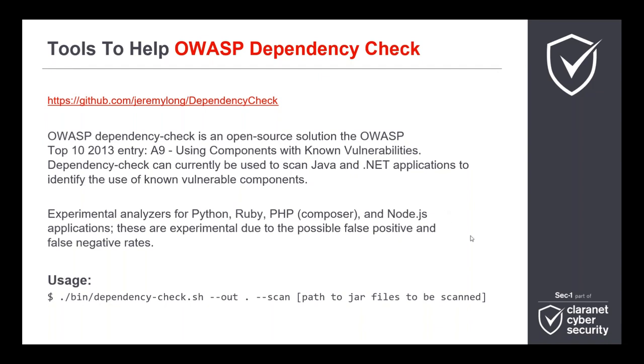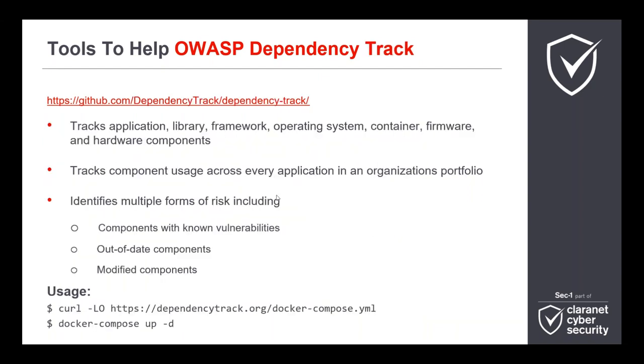And yeah, so the first tool we've got here, OWASP Dependency-Check. It's an open source solution to the mentioned entry of using components with known vulnerabilities. It was originally designed to scan Java and .NET for more enterprise use, but now it has experimental analyzers for Python, Ruby, PHP, and Node. And the way that you run it is through this particular thing. It's a really nice general way of checking your overview.